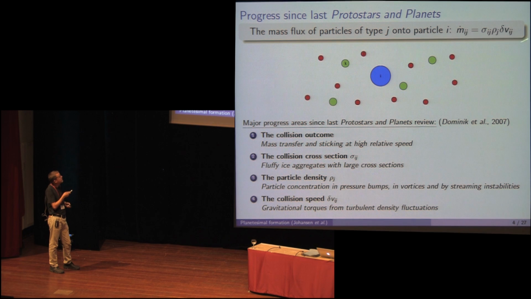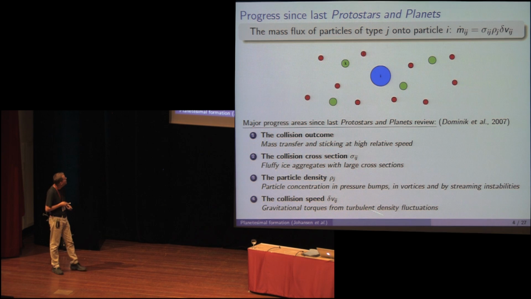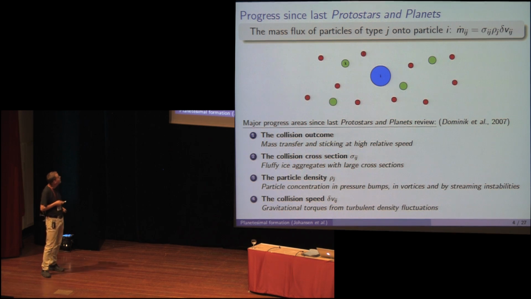But we can use this equation here to show where there has been major progress made since the last Protostars and Planets review by Dominic et al. in 2007. I'm listing here 4 areas where we have identified major progress and which we focus on in our review. And the first is simply on the collision outcome. It's not in the equation, but it's about whether the m dot here leads to mass growth or just bouncing or fragmentation.